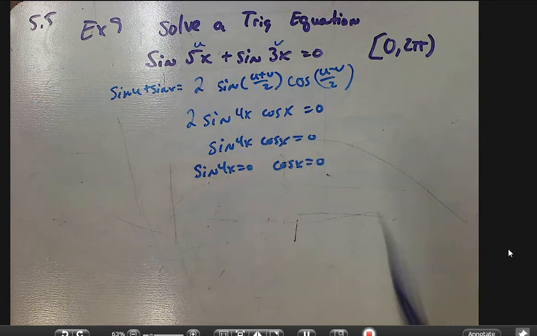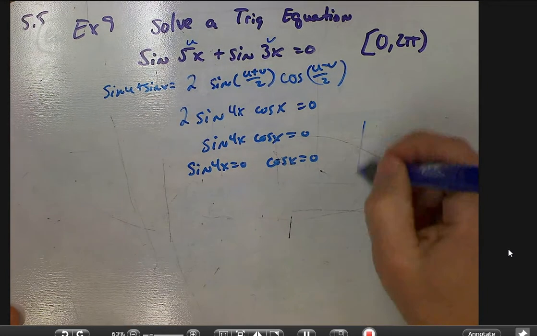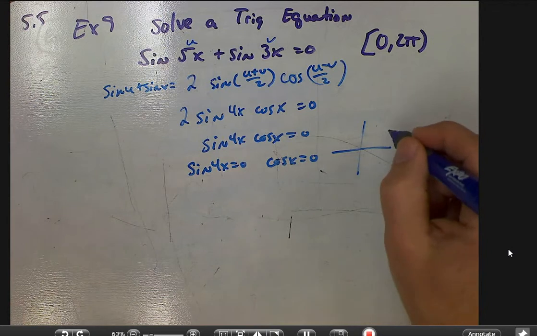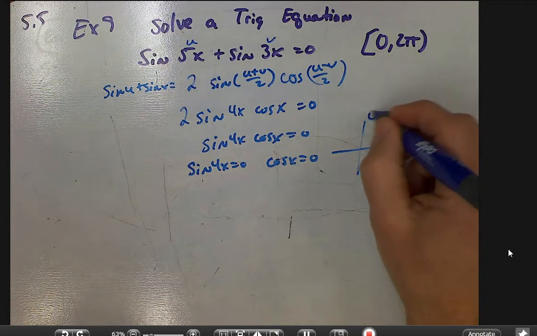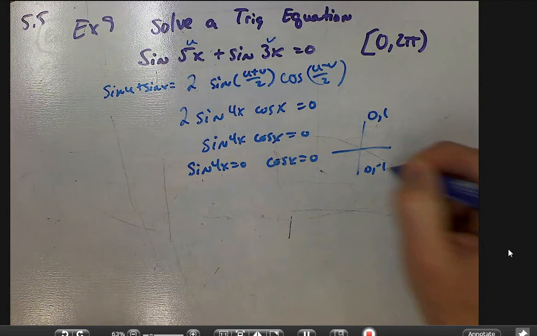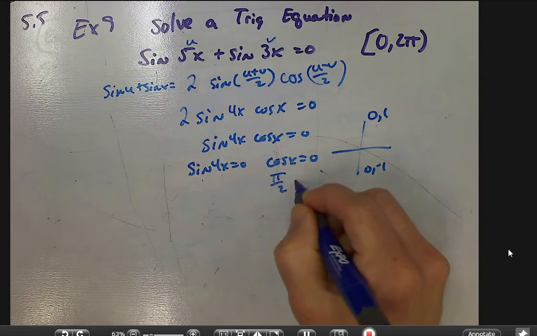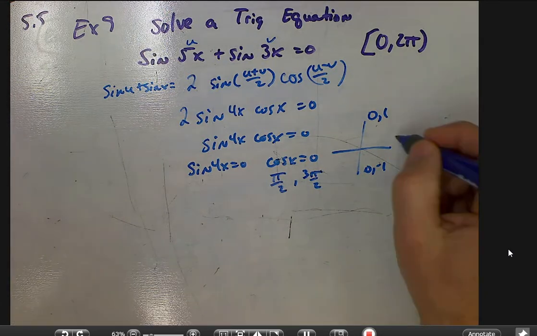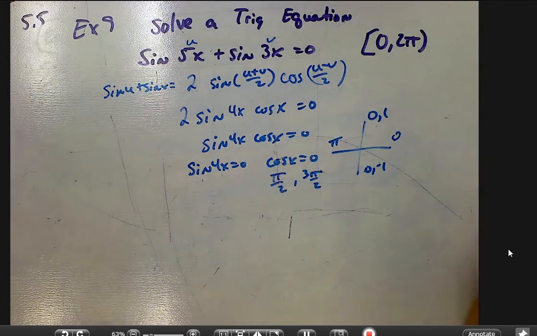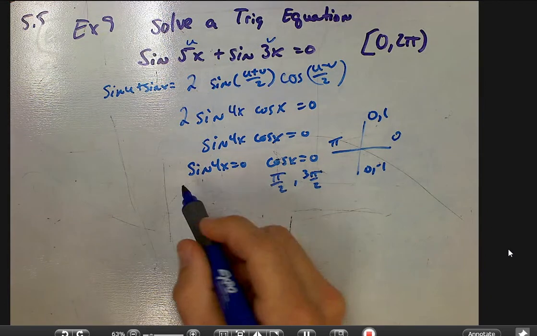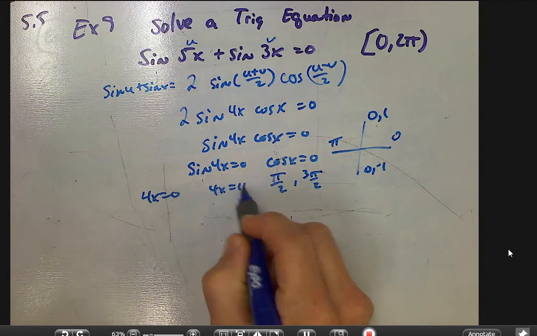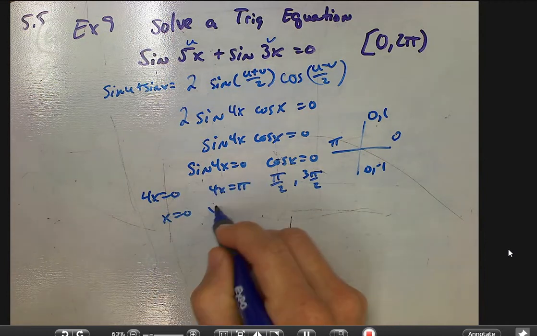For the cosine of x equal to 0, we know cosine means x, so x is 0 at (0, 1) and (0, negative 1). So that's pi over 2 and 3 pi over 2. For the sine of 4x equals 0, we know the sine is 0 at 0 and pi, because y is 0 there. And so you would have 4x equals 0, 4x equals pi. So x equals 0, x equals pi over 4.